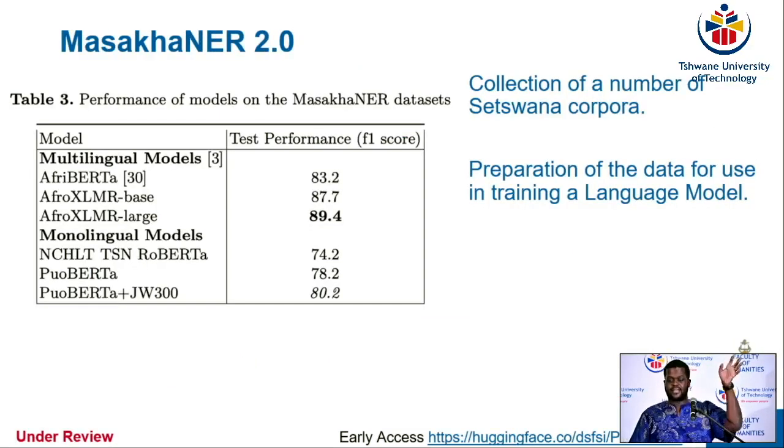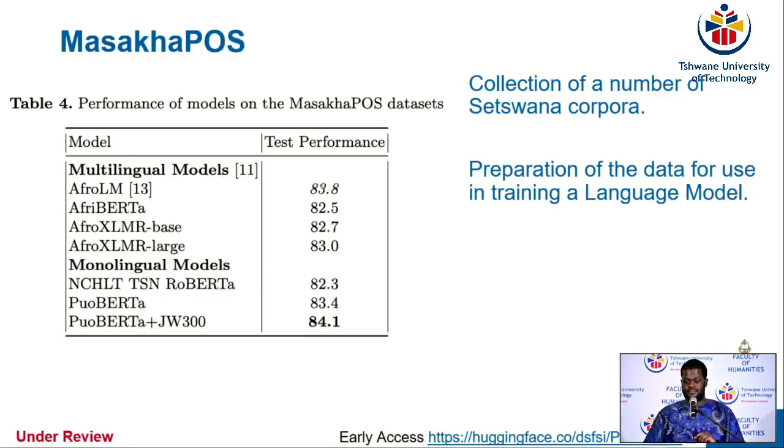So one, Masakhane NER, named entity recognition, right? AfriBERTa and AfroXLMR are multilingual models. They have lots of African languages inside them. And on their performance, higher is better. We can see they get up to 89.4 if you use those models and then do NER for Setswana. The monolingual models: there's the NCHLT one, 74.2. There's Puo Beta without JW300, 78.2. And then Puo Beta plus JW300, we get 80.2.